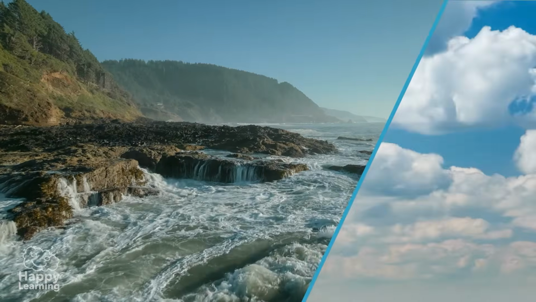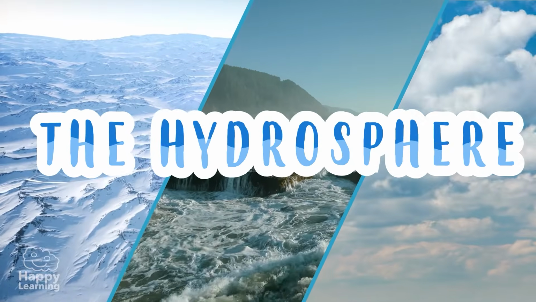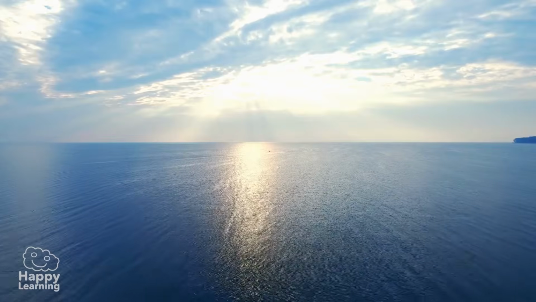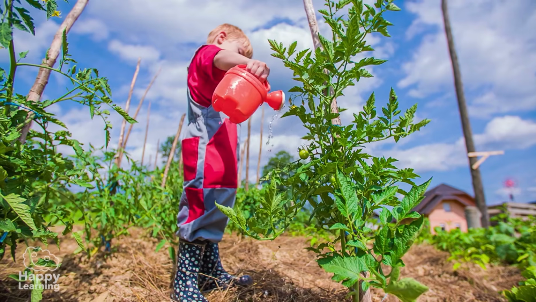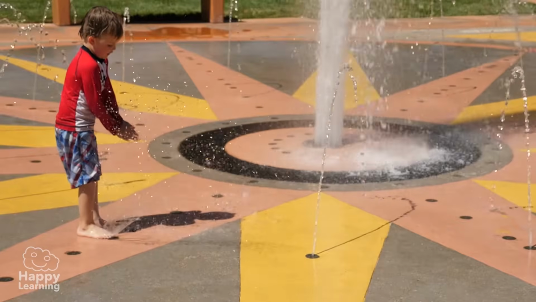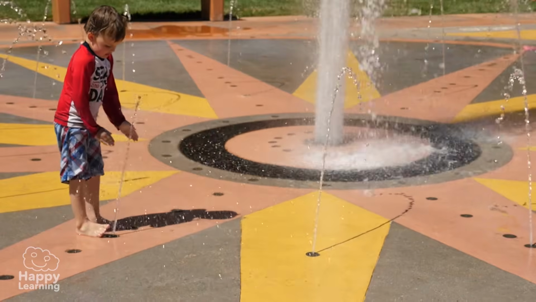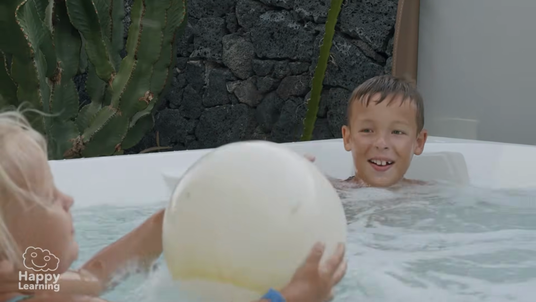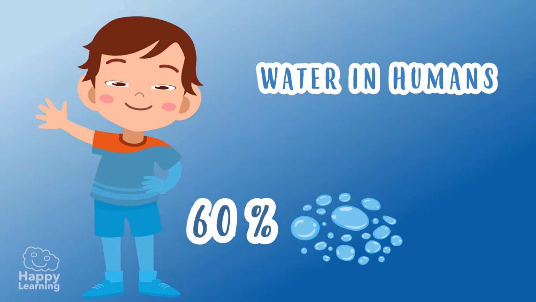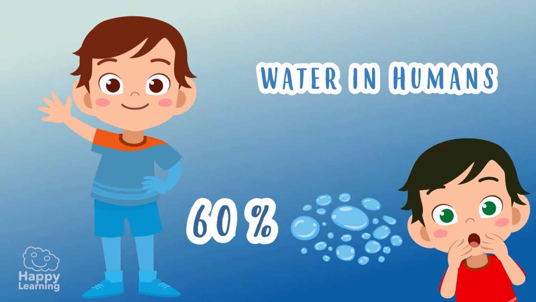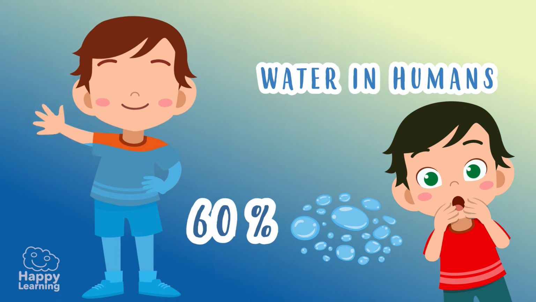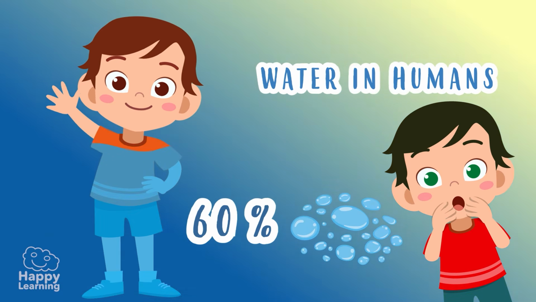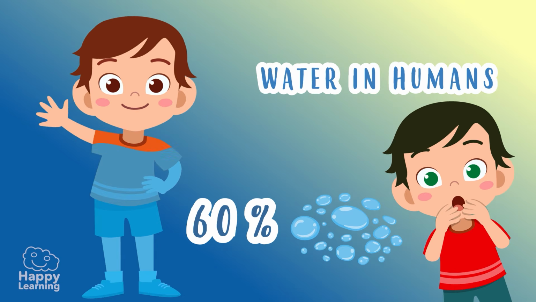All of this water forms the hydrosphere, a super important layer of the earth. Quick fact, did you know that all living beings are made up of water? Yes, it's incredible! 60% of our body is made up of water. More than half our body is water. Ha! We could almost say that we are also part of the hydrosphere.